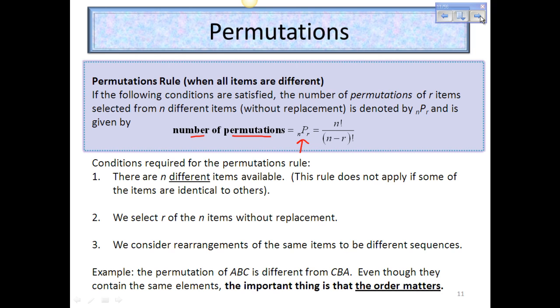We select r of the n items without replacement, and we consider rearrangements of the same items to be different sequences. For example, the permutation of ABC is considered to be different from CBA. Even though they contain the same letters or elements, the important thing is that the order matters. So when you read one of these questions, you need to ask yourself, does order matter? If the answer is yes, then you would work that problem as a permutation.